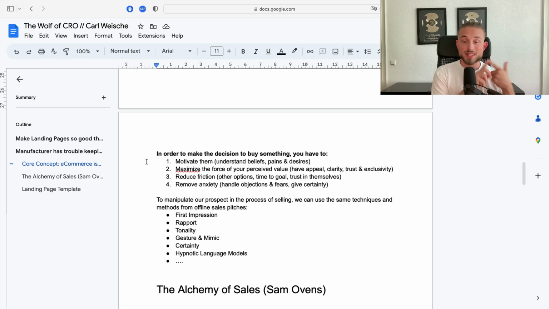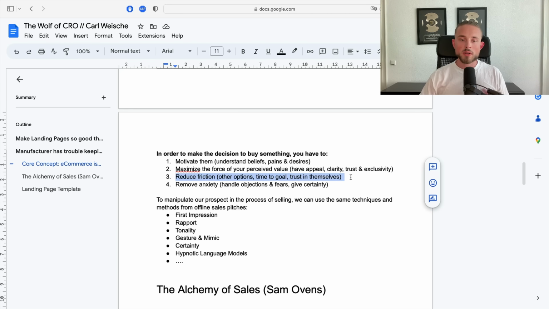You need to have clarity, right? So that your prospect understands the value that you offer to them. And then also that they have trust with you, and you have some form of exclusivity, that they cannot get this value or this offer anywhere else. Then thirdly, you want to reduce friction. So you want to make sure that there's no other options where they can spend time on figuring out if they want the other options. You want to reduce friction in terms of their perceived time to the goal situation. And also you want to have them trust in themselves, right?